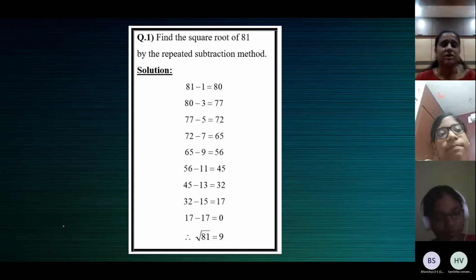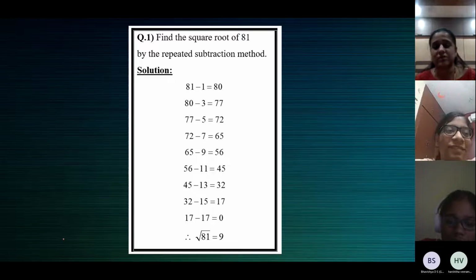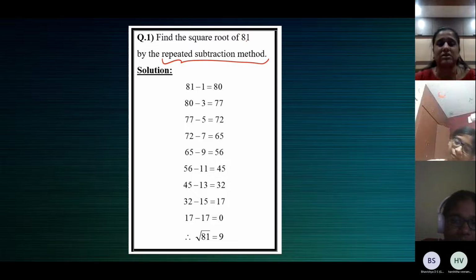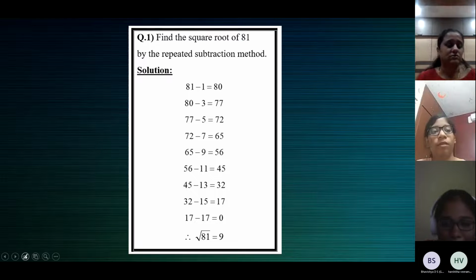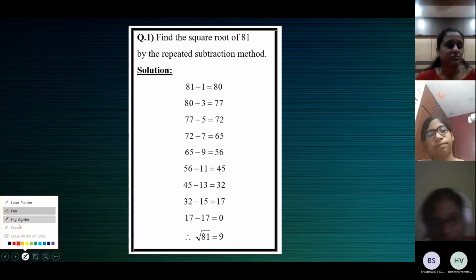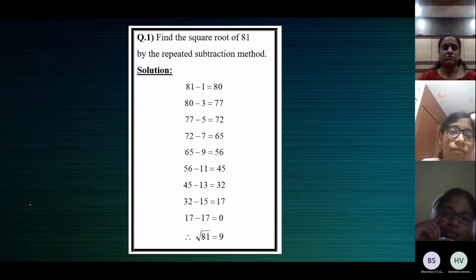For very large numbers, it's very tedious to find the square root using this method. So mostly if you have to find the square root using the repeated subtraction method, the number given will be very small. All right, children? Simple method, right? Yes, ma'am. Okay. Take a screenshot.